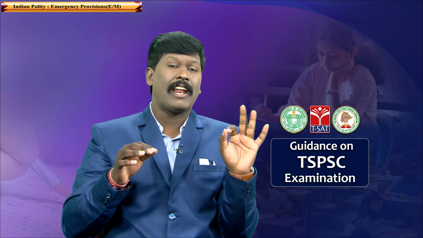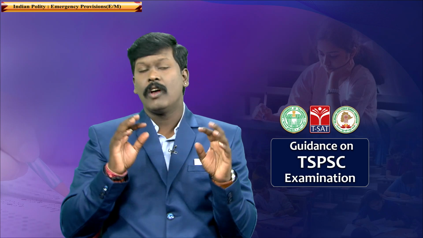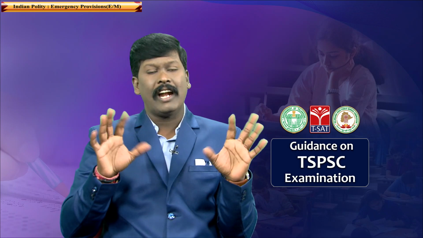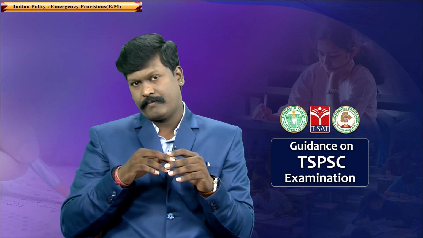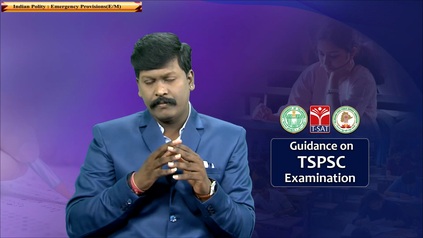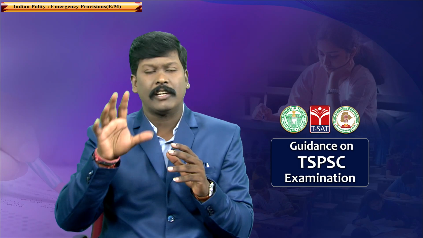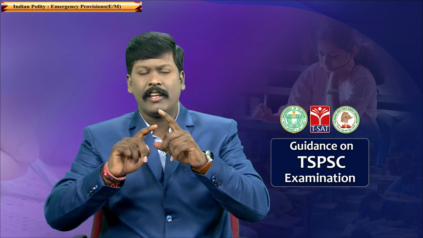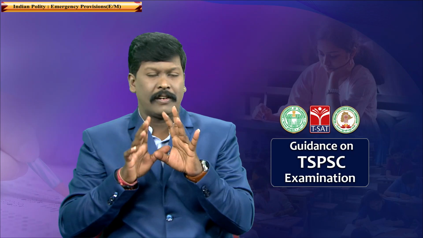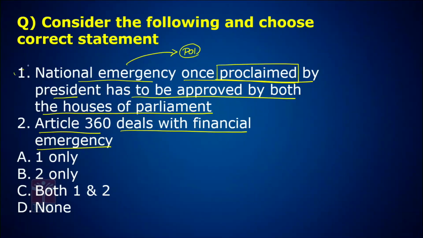Once Lok Sabha and Rajya Sabha approve it, the emergency continues for 6 months. Every 6 months, there should be a renewal done in the Lok Sabha and Rajya Sabha. In this way, the national emergency, which is renewed every 6 months, is continued for an indefinite period. So the answer is, the first one is correct.